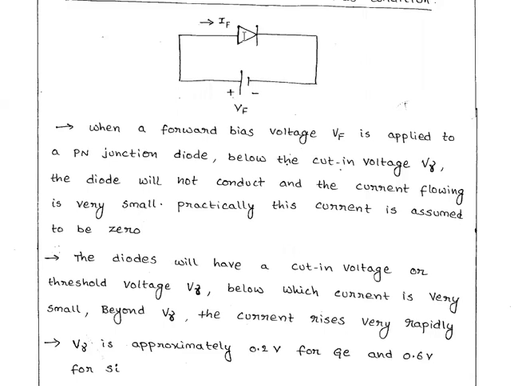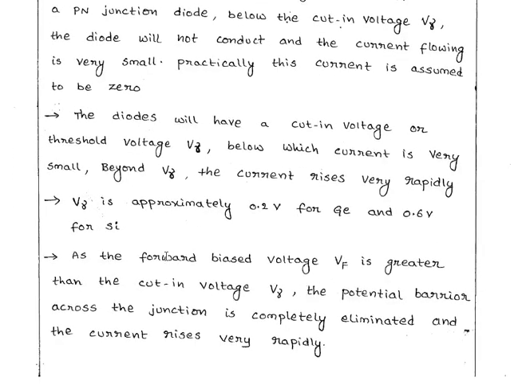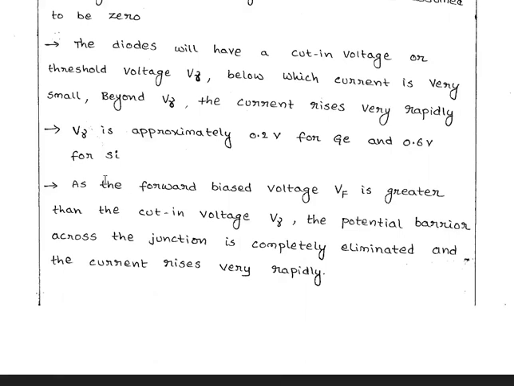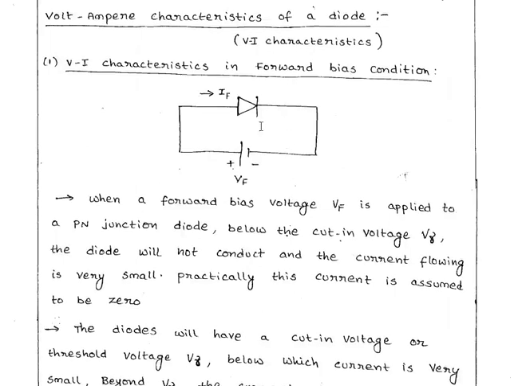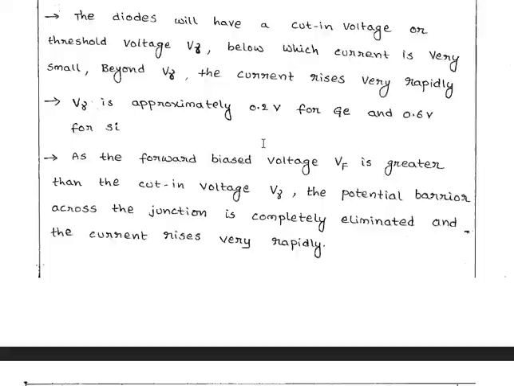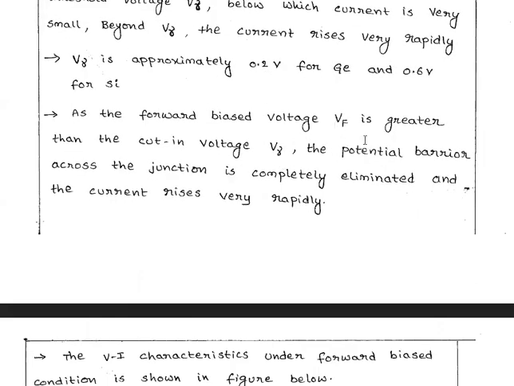For different materials, V gamma will be different. For germanium, it will be 0.2, for silicon, it will be 0.6 volts. As the forward biased voltage Vf, that is the applied battery voltage, is greater than this V gamma, in this condition Vf is greater than the cut-in voltage V gamma.